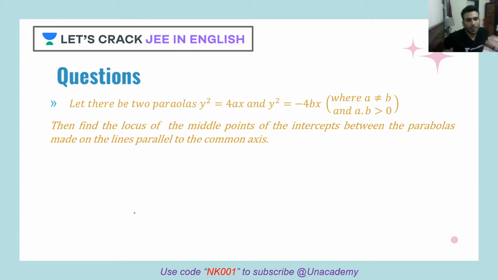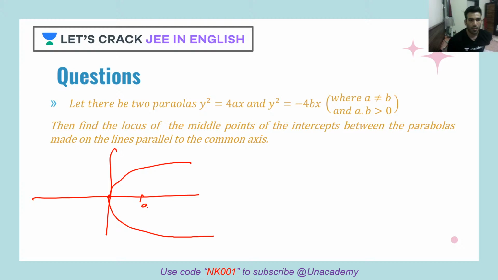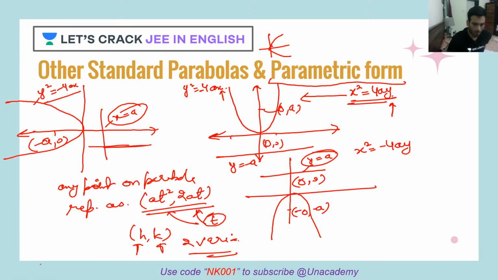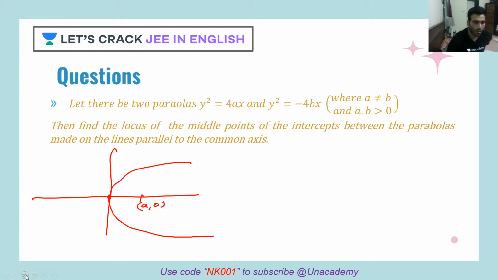Next question is, let there be two parabolas, y square is equal to 4ax and y square is equal to minus 4bx. So, two parabolas. If I want to draw them, how would I draw them? Let's say one parabola is like this, with focus at A comma 0. Now the other parabola will be, let's say, like this. I'm just assuming that B is more than A. Let's say this is my minus B comma 0. This is A comma 0. Clear?